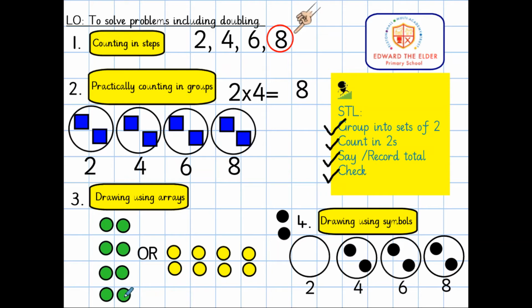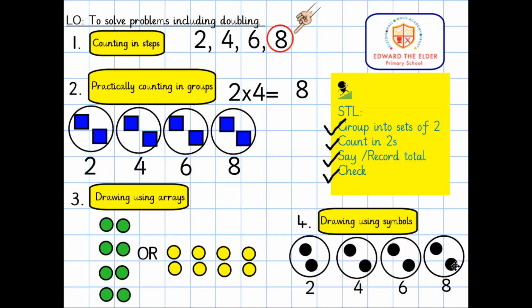And finally, step 4, pupils will be taught to draw steps of 2 in symbols to calculate doubling or 2 times tables. Once again, 2 times 4 would be represented by 4 sets with 2 drawings in each. 2, 4, 6, and 8.